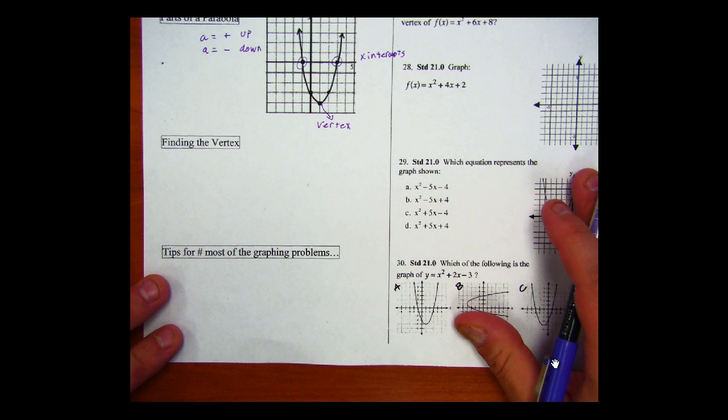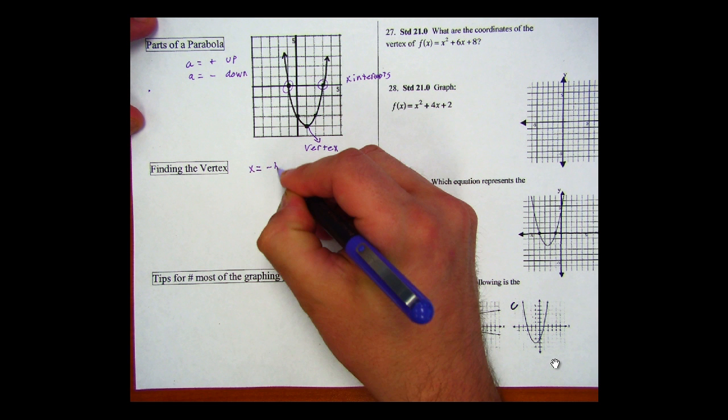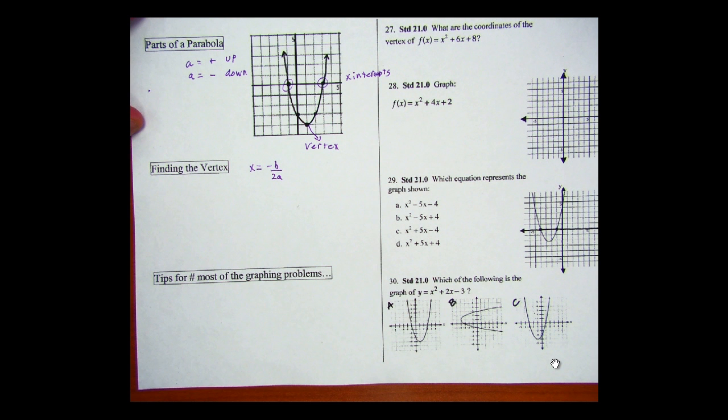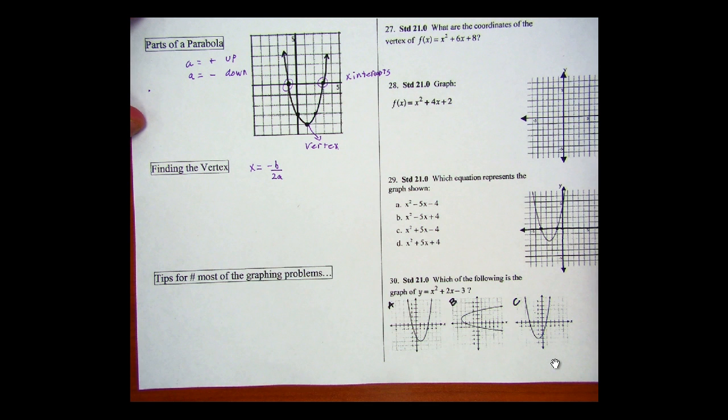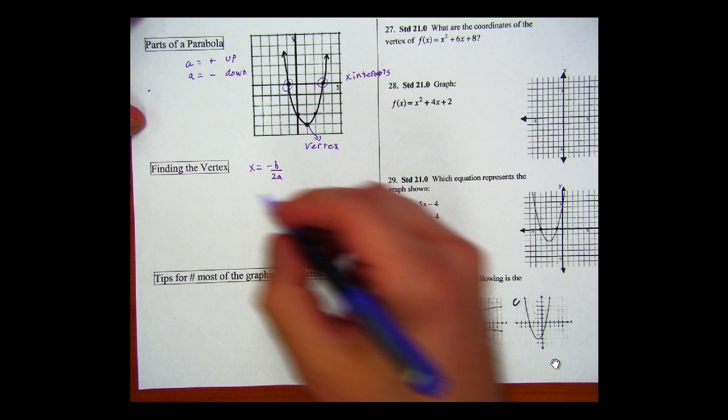To find the vertex, the formula is x equals negative b over 2a. Just like we talked about with the quadratic formula, a and b are the coefficients of the x squared and the x. Once you find what x is equal to, you substitute that back into the equation and find the y value for that.